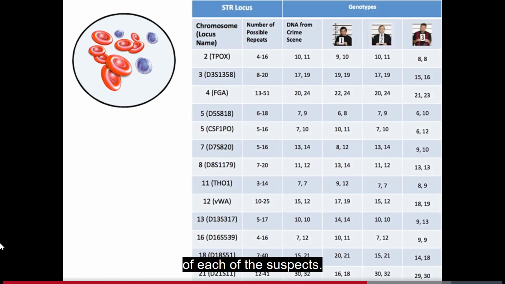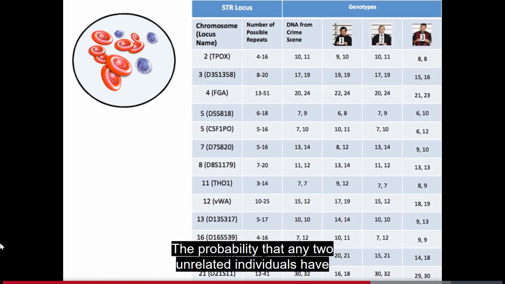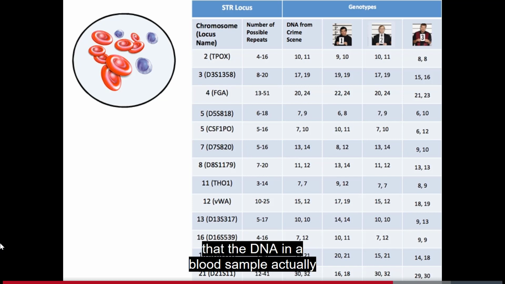Investigators also determine the DNA profile of each of their suspects. The probability that any 2 unrelated individuals have the same pattern at all 13 STR loci is 1 in 250 trillion. So a perfect match is convincing evidence that the DNA in the blood sample actually came from a suspect and not another person. This time, DNA profiling solves the case.